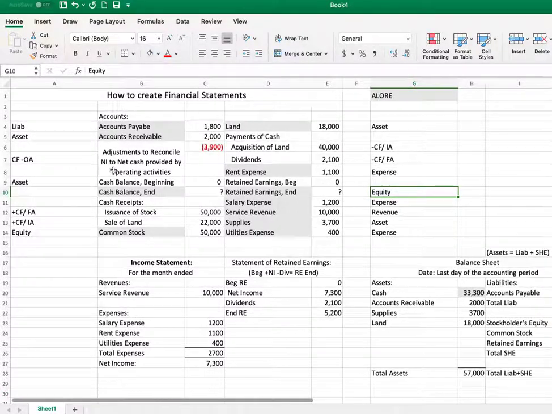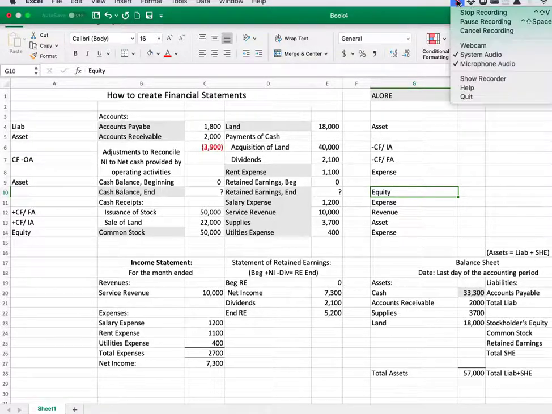So I hope this gives you a better understanding of how to evaluate these accounts, how to pick out which accounts are what, and then how to create the financial statements.